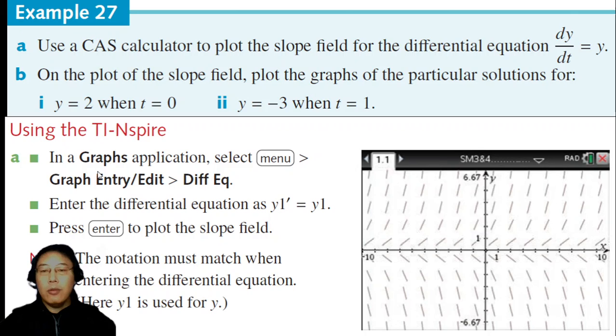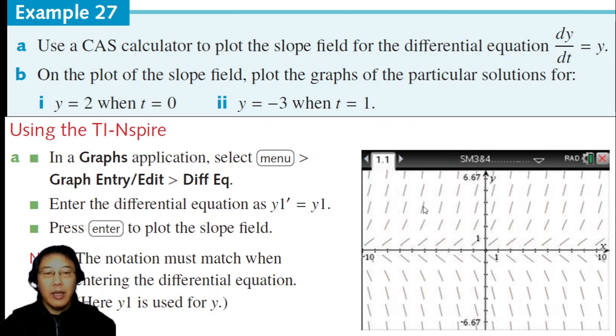So here, what you would do on the CAS, you need a graph page. You select menu, graph, entry, edit. You pick differential equation, and you enter your differential equation. What's given to you is y1 with a dash. So on the right hand side, make sure you write y1 or select y1. I think if you press tab, you get the list of possible variables. You press enter, it shows you the slope field.